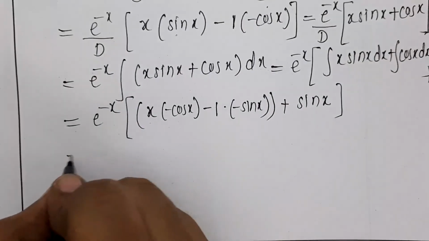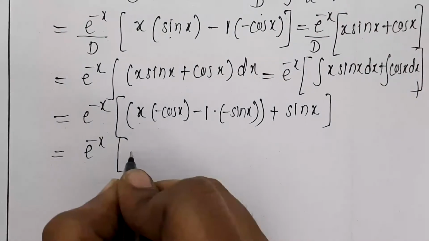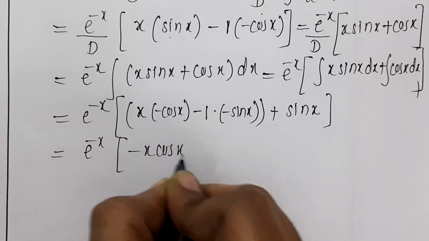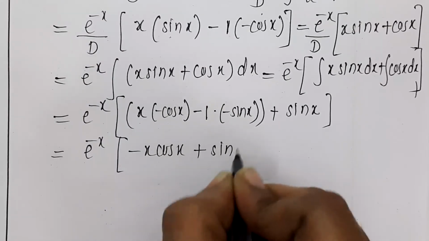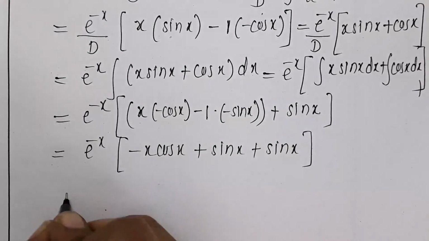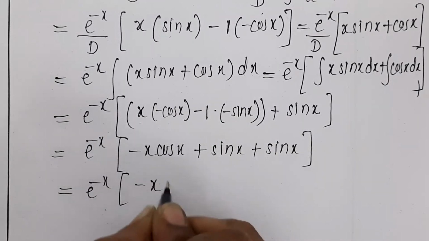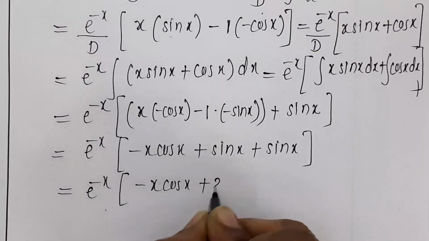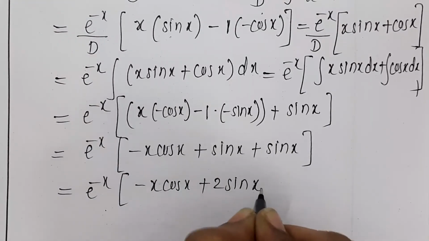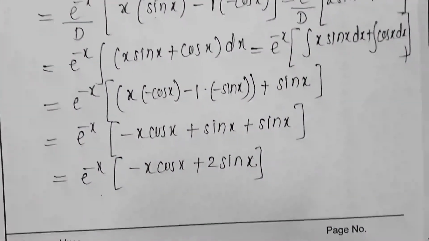So this is equal to e to the power minus x in bracket, minus of x cos x minus minus sin x, plus sin x. So it is equal to e to the power minus x in bracket, minus x cos x plus 2 sin x. This is the value of the particular integral.